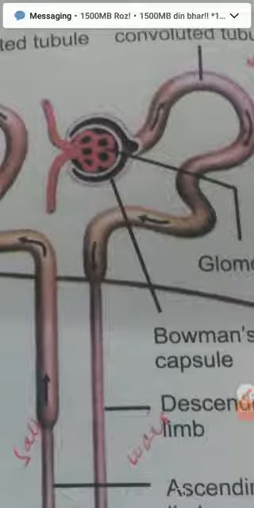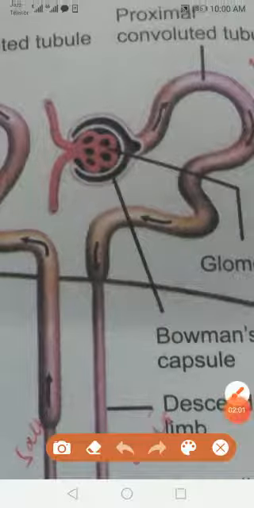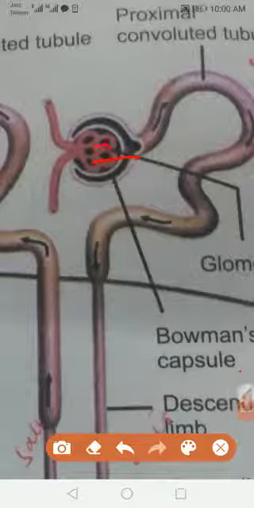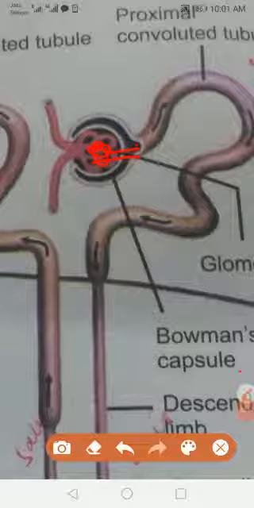Blood will come into the glomerulus. This is glomerulus. After glomerulus, it will move into the next part, which is called the Bowman's capsule. The material that passes into the Bowman's capsule from the glomerulus after pressure filtration is called the glomerular filtrate. So the first step, glomerular filtrate, is formed in pressure filtration.